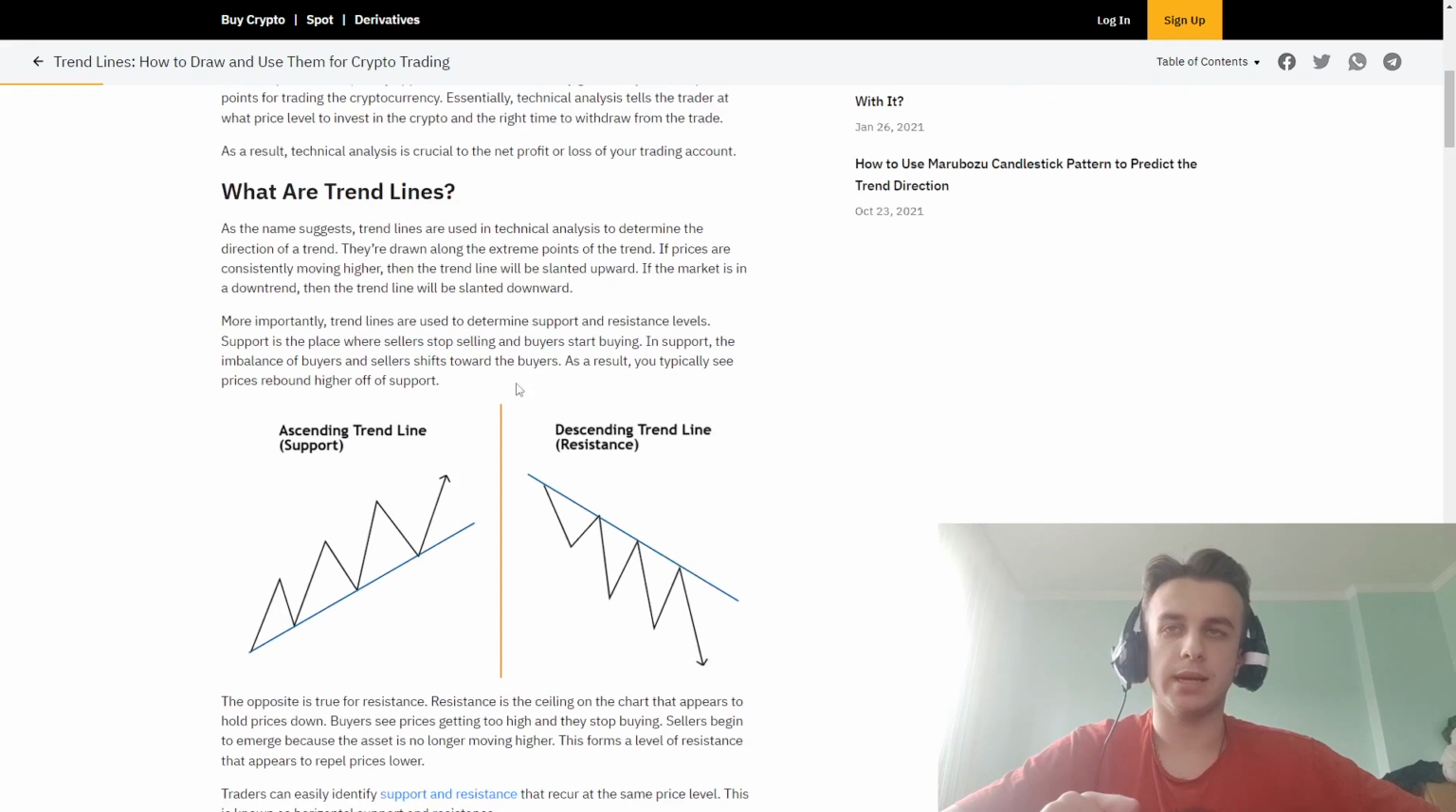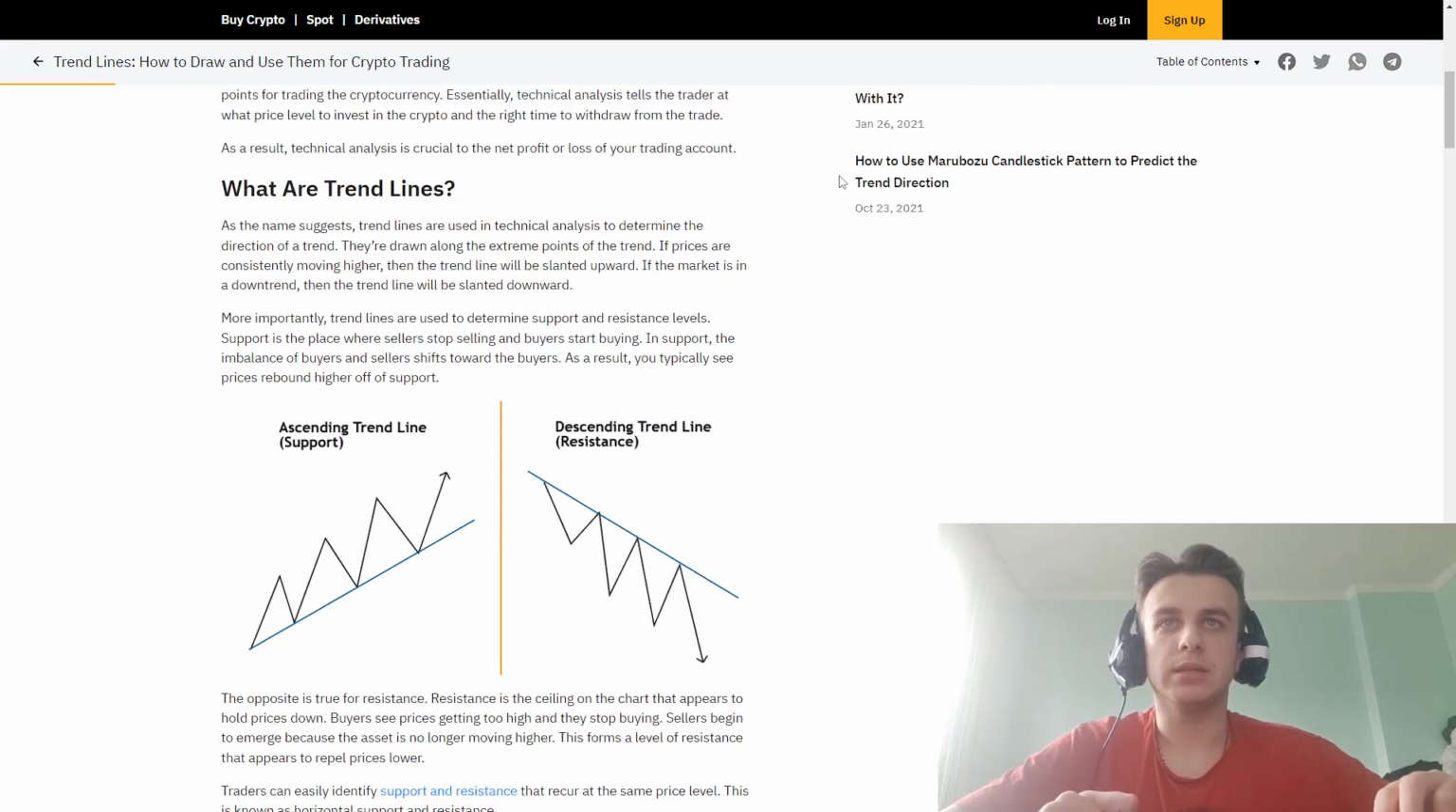What is a trend line? As the name suggests, a trend line is a popular technical analysis tool to determine the direction of a trend. They're drawn along the example points of the trend. If prices are consistently moving higher, then the trend line will slant upward. If the market is in a downtrend, that trend line will slant down. More importantly, trend lines are used to determine support and resistance levels.